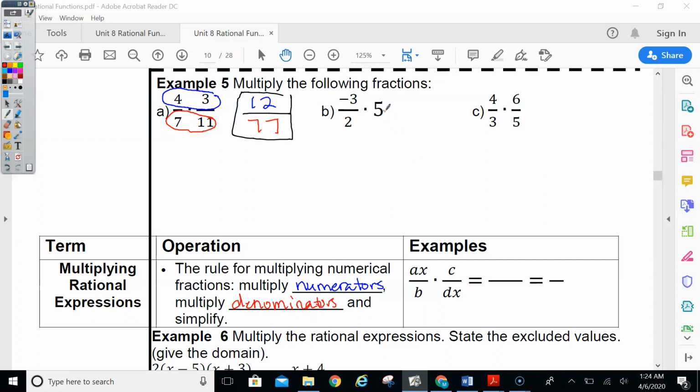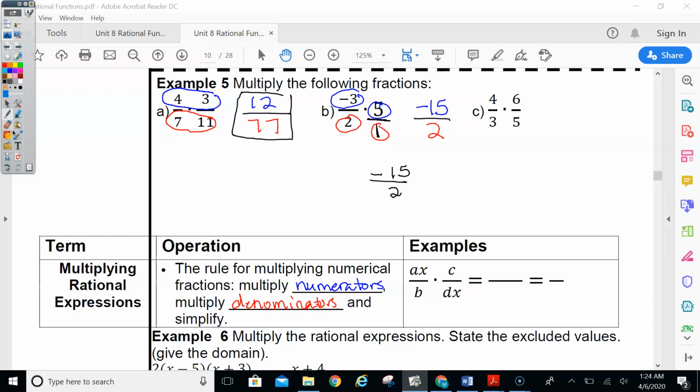Right? What if the second one's a whole number, or either one's a whole number? Then first you have to make it a fraction by putting it over 1, and then you can multiply numerators and denominators. So numerators, negative 3 and 5 is negative 15. Denominators, 2 and 1 is just 2. So again, can I reduce it? Nope, so it just stays negative 15 over 2.